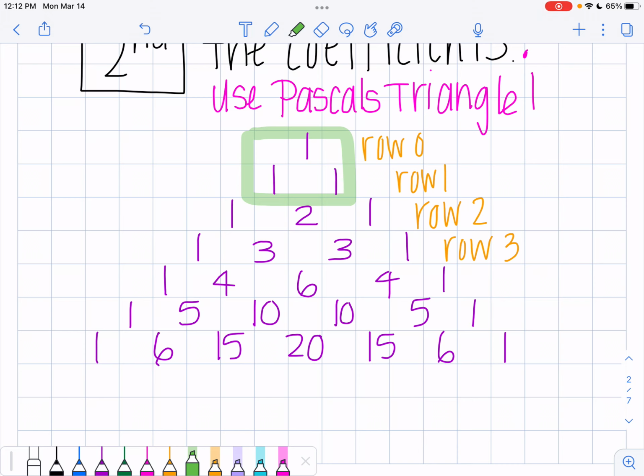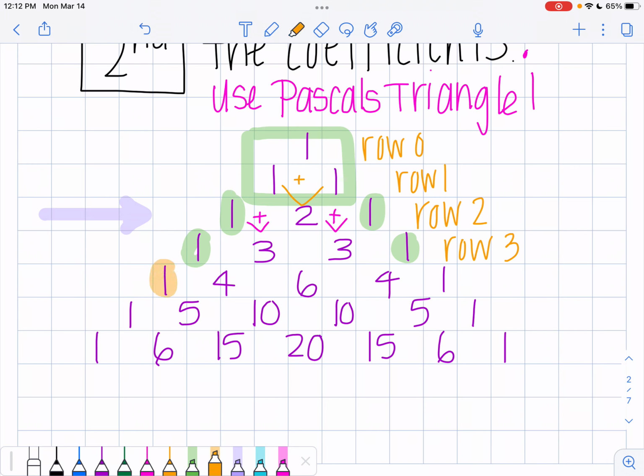To get the next row, we know that our row always starts with a 1 and ends with a 1. And to get the number in between, you add these 2 numbers together. So 1 plus 1 is equal to 2. Okay, again, I start with a 1 and end with a 1. And to get the numbers in between, I add these 2 numbers. 2 plus 1 is equal to 3. 2 plus 1 is equal to 3.